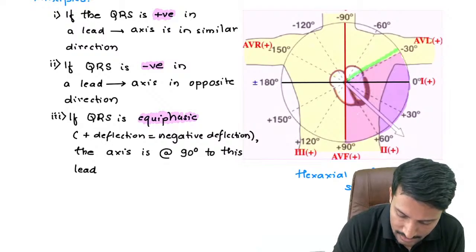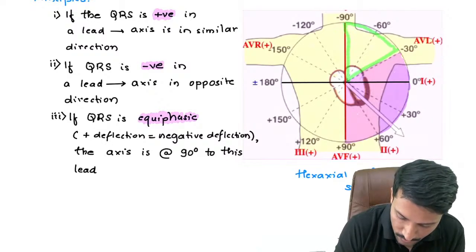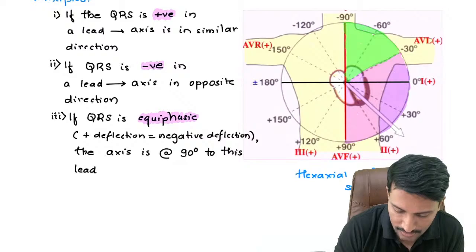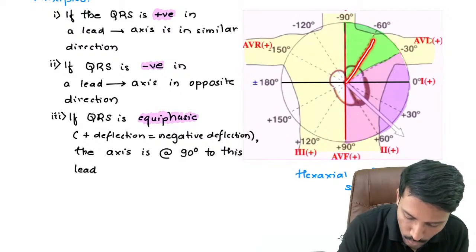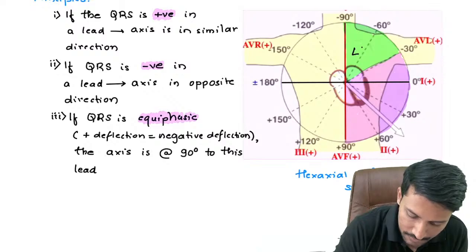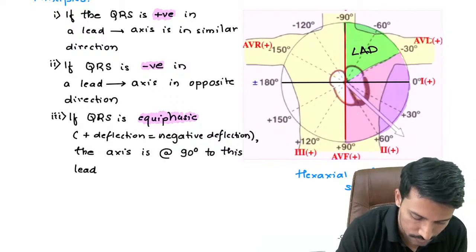Then minus 30 degree to minus 90 degree, we call it left axis deviation. The deviation has become more leftwards, right? If the electricity's net direction is more this way, it has become more towards left. So we will call it left axis deviation.